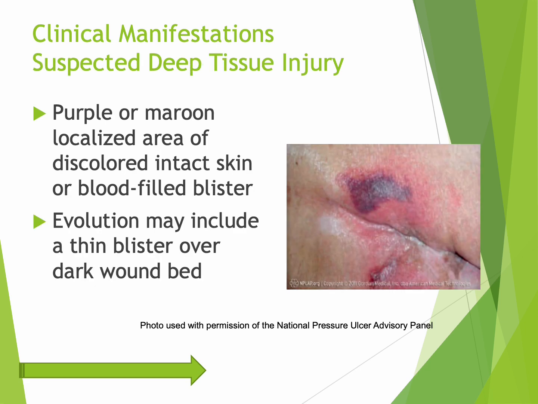So this is that maroon localized area of discolored tissue that's filled with blood, or a blister. This stuff is going to be a dark wound bed like we talked about earlier. It's going to have to be looked at a lot of times. It has to be debrided.